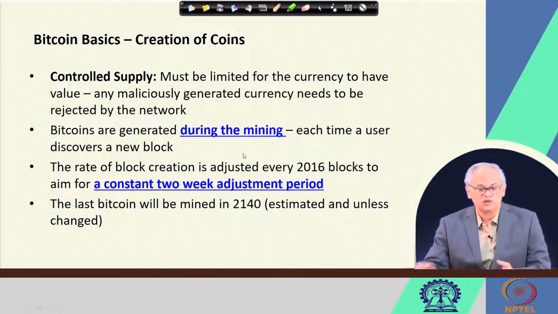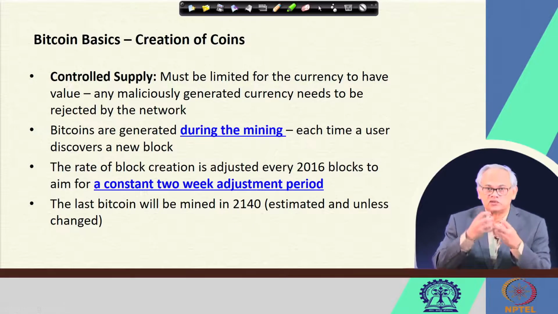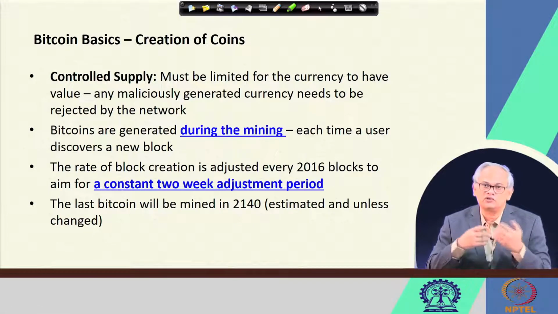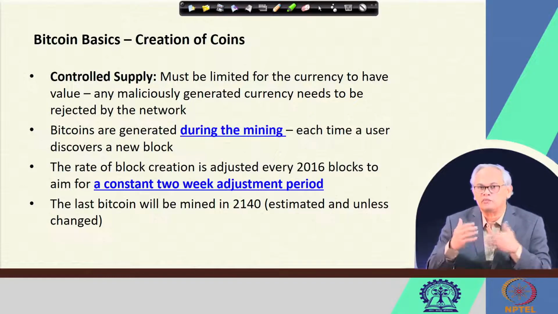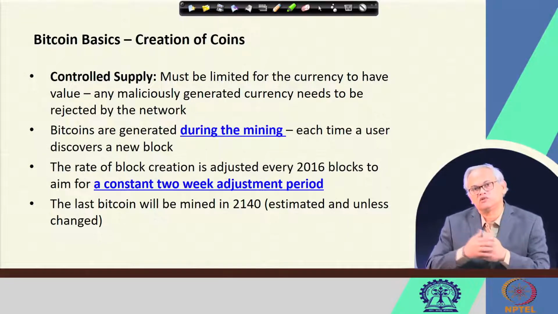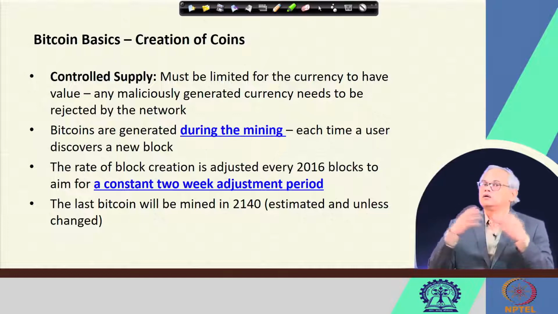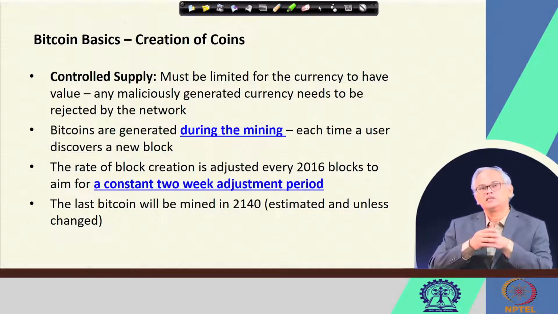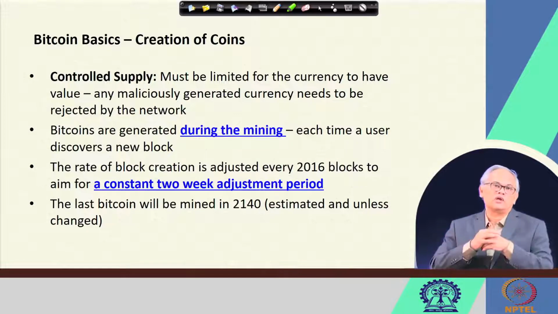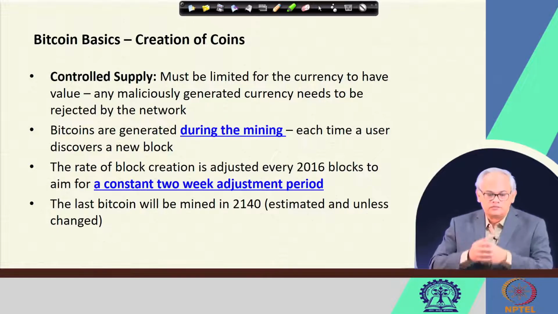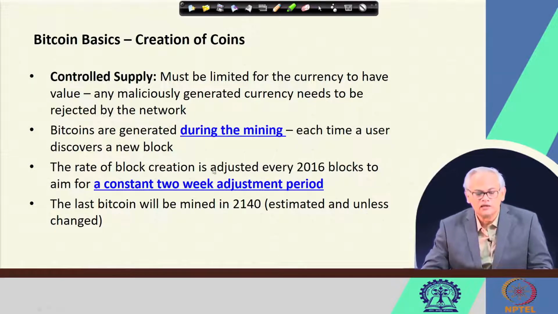So, this is for your understanding about this generation process. During the mining, each time the user discovers a new block, this extra amount of Bitcoin is generated, which the miner gets, and the miner also gets the different commitments made by the users in terms of the satoshis per virtual byte. These are small amounts, but in total they add up, and the total amount of Bitcoin is given to the miner. And then the rate of block creation is adjusted every 2016 blocks.